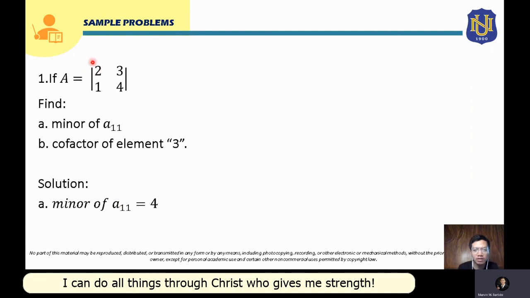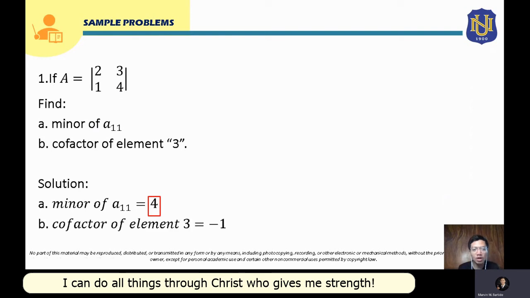So our rule to solve for the minor: we just have to delete the corresponding row and the corresponding column, and then get the determinant of the remaining elements, or the matrix formed from the remaining elements. Here, in this case, the remaining element is 4. So the determinant of this element is also 4. So that will now be the minor of A11.